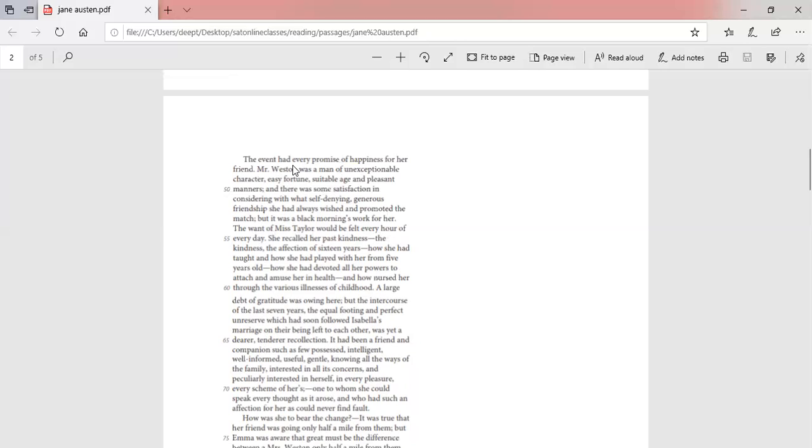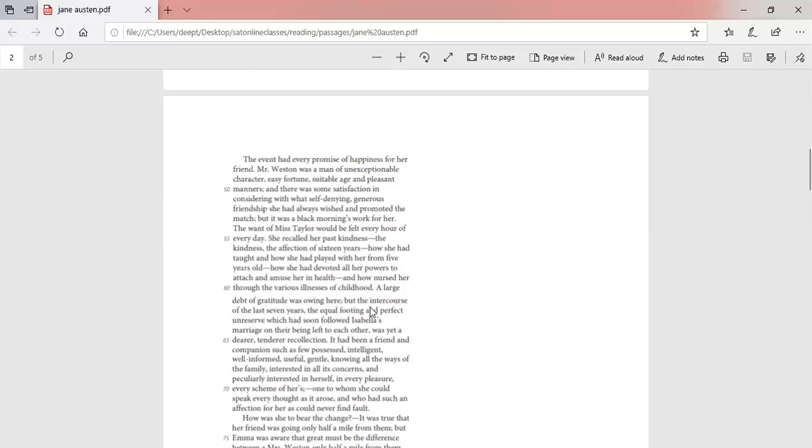So now I know that Mr. Weston took Miss Taylor, and Miss Taylor has been missed by Emma. She recalled all the good things about her, the illness of childhood and everything. So now we will write down in our notes that in this paragraph, a new character is introduced, Mr. Weston, who took Miss Taylor, and Emma misses Miss Taylor. So if any question asks about Mr. Weston or Miss Taylor, we'll refer over here.